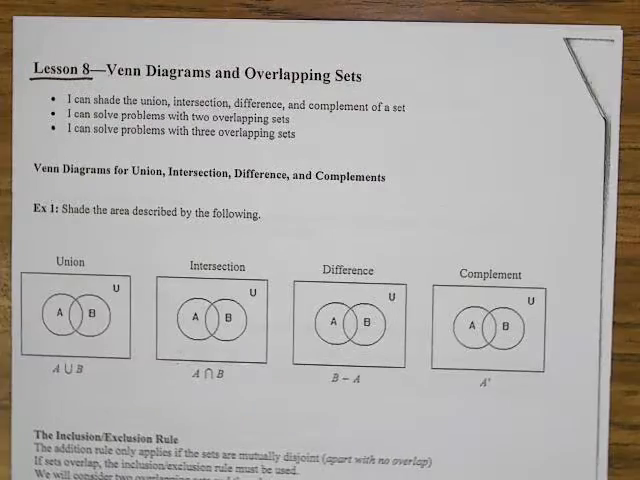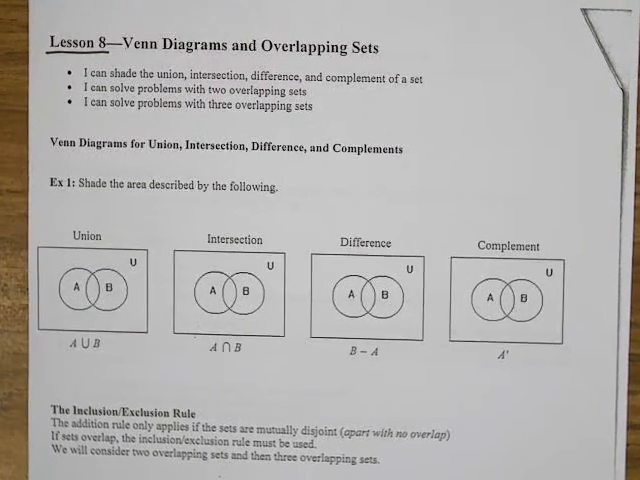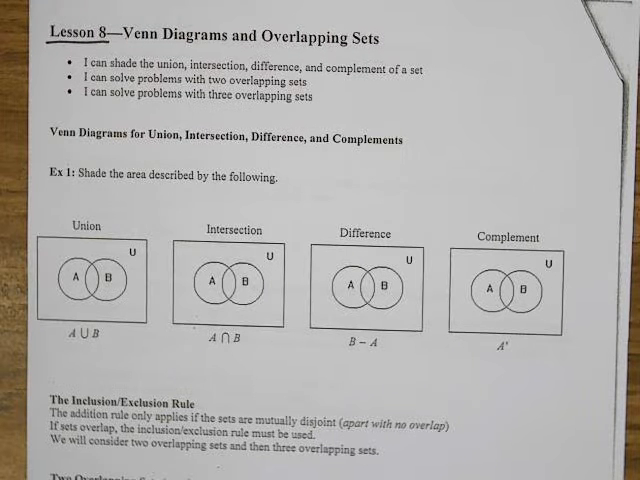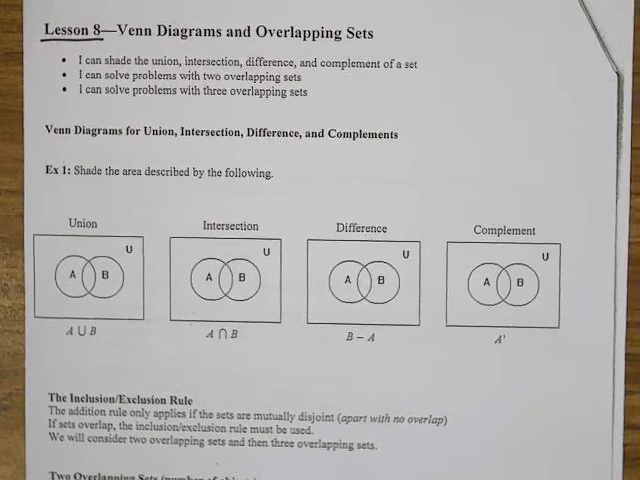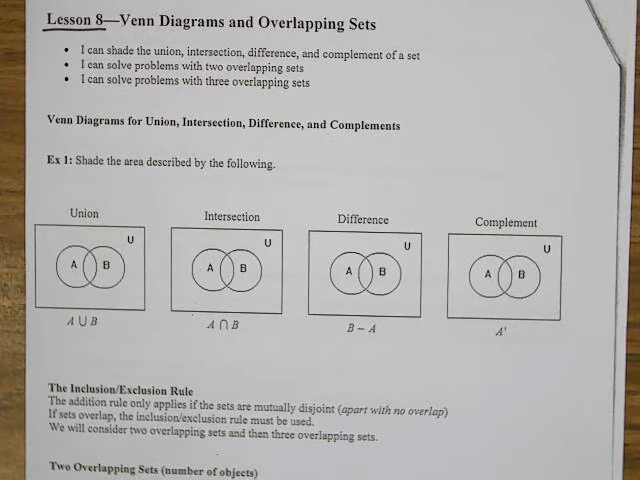Okay. Lesson 8 deals with Venn diagrams and overlapping sets. So some of this should sound a little familiar. It says I can shade the union, intersection, difference, and complement of a set. I know you've talked about union and intersection. I can solve problems with 2 overlapping sets, and then we're also going to work on one with 3 overlapping sets. So let's go over some basic vocabulary.